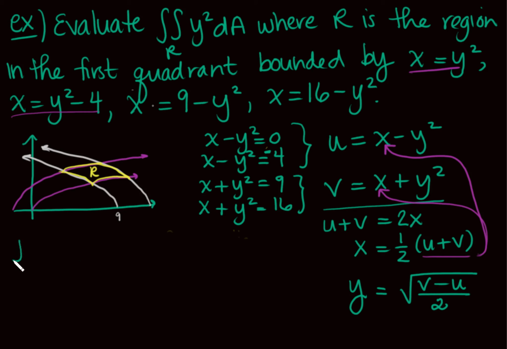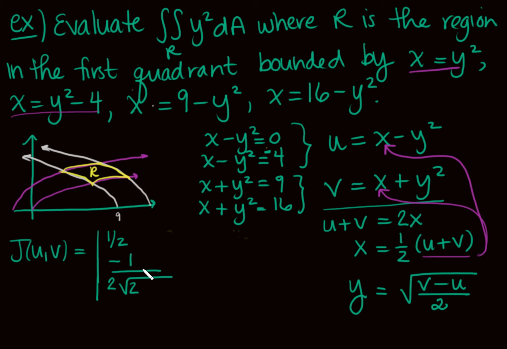So the Jacobian then of this guy is going to be a little crazy, but the partial of x with respect to u is obviously 1/2. I hope you'll just trust me. Actually, I hope you trust the book. I do. I haven't actually done this, but I trust the book.